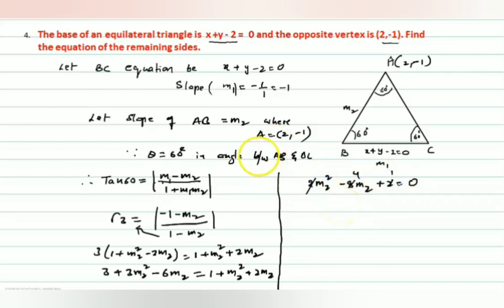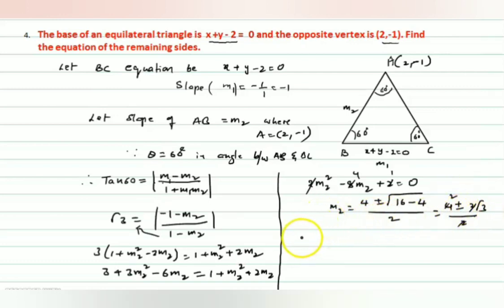There are no factors, therefore m2 is equal to minus b plus or minus root of b square minus 4 into 1 into 1, by 2a, where a is 1. So there is 4 plus or minus root 12, which is 2 root 3, by 2. So 2 plus root 3 is one root, and 2 minus root 3 is another root.